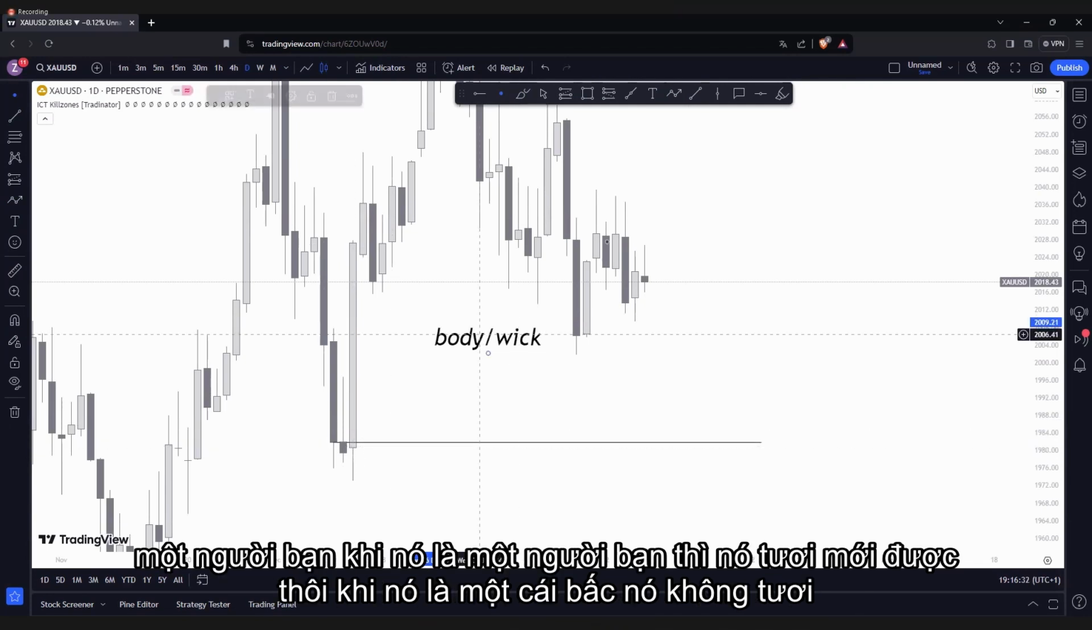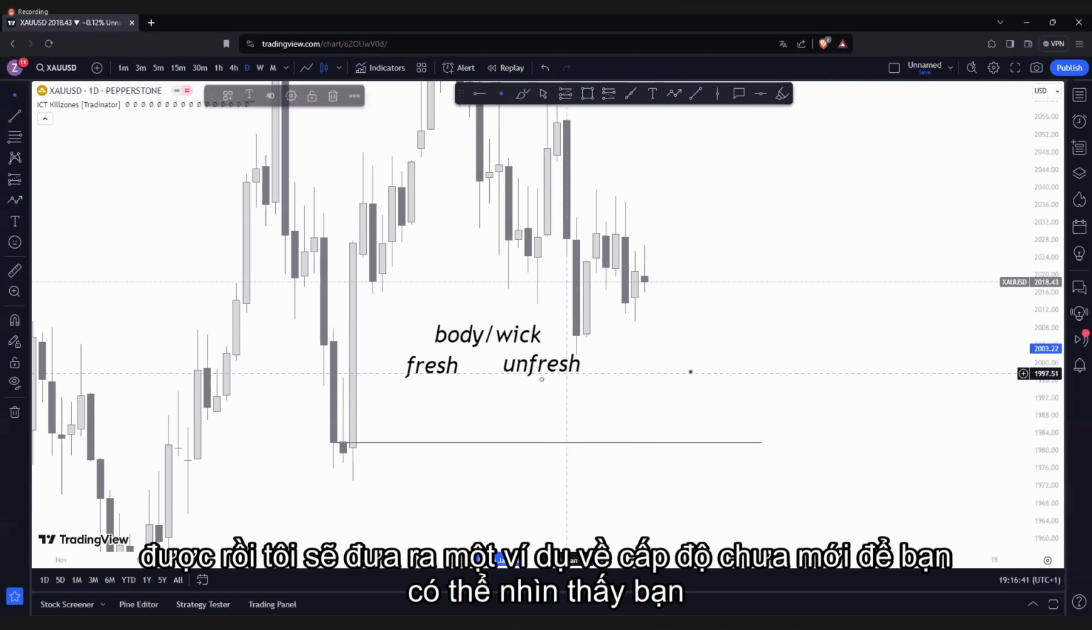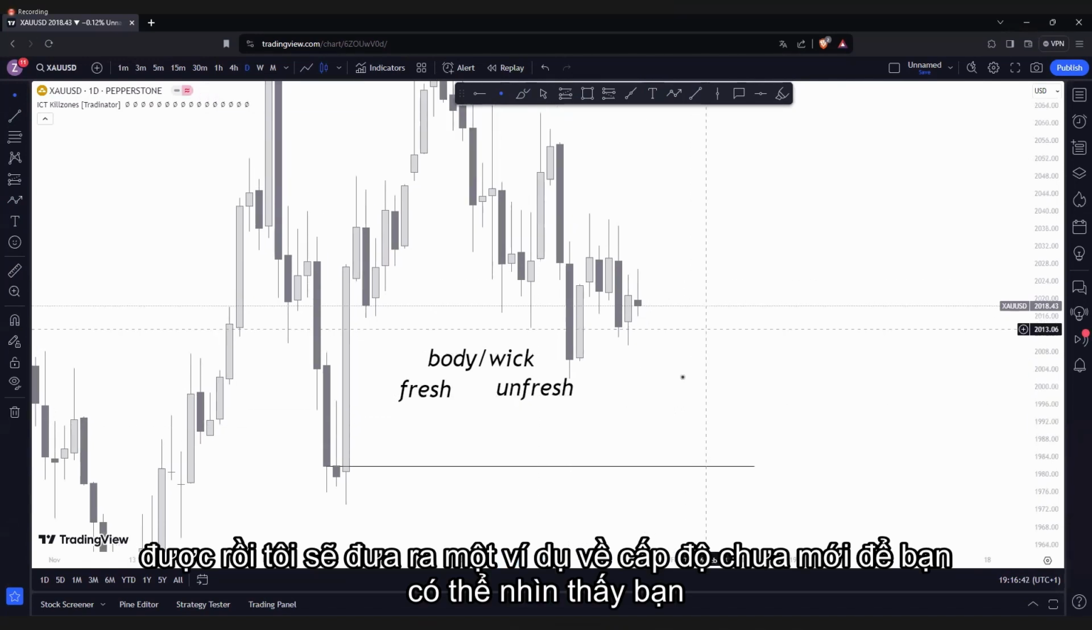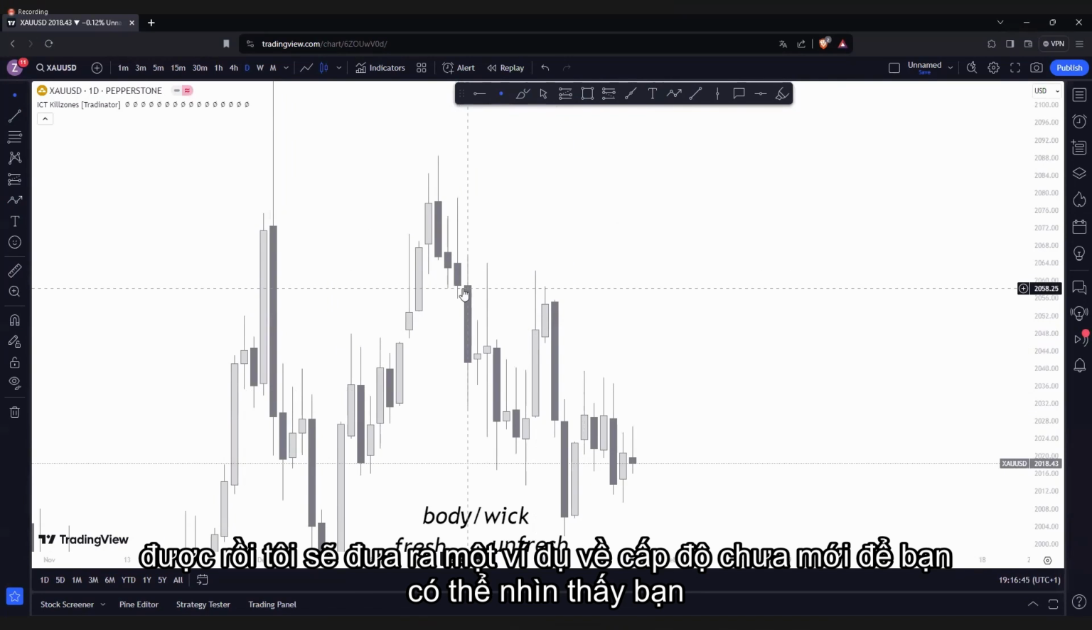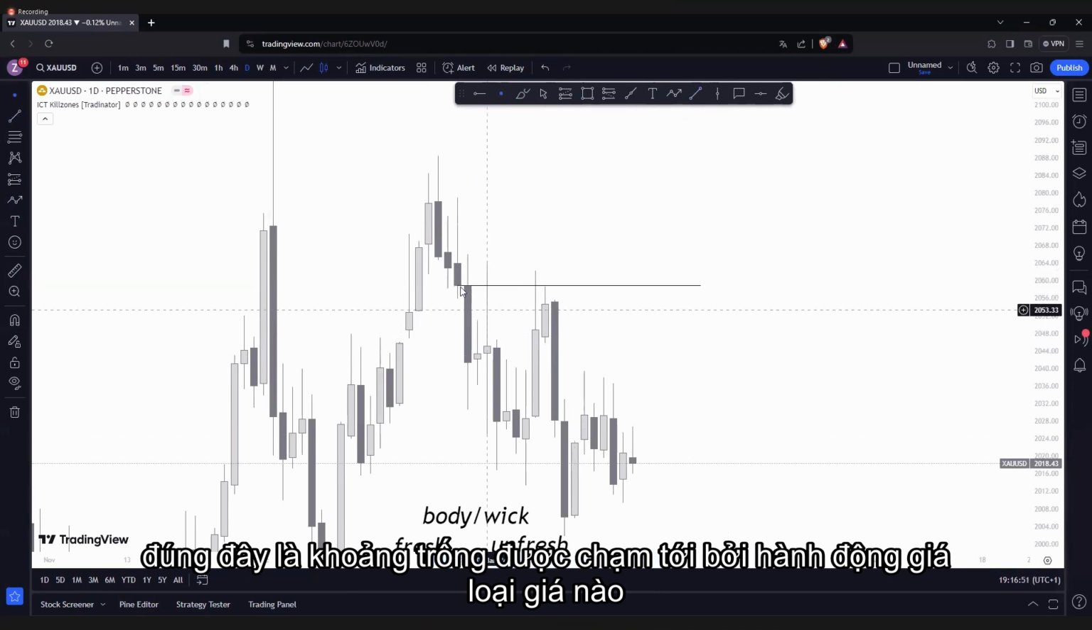When it is a body, it is fresh. When it is a wick, it is unfresh. Now I'm going to show an example of an unfresh level. As you can see, you have a bearish candle, closing of the first one. You draw it to the right. This is a gap that is touched by price action.